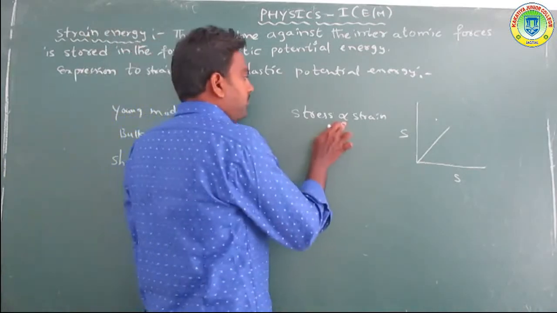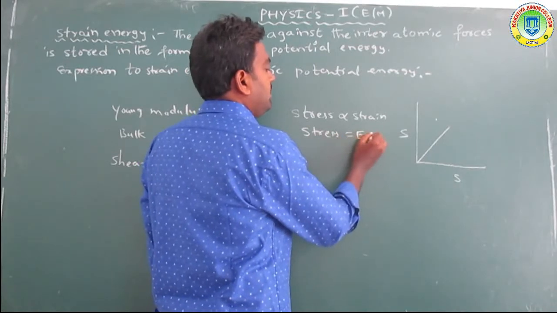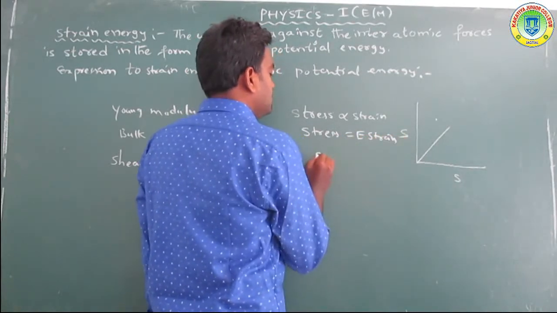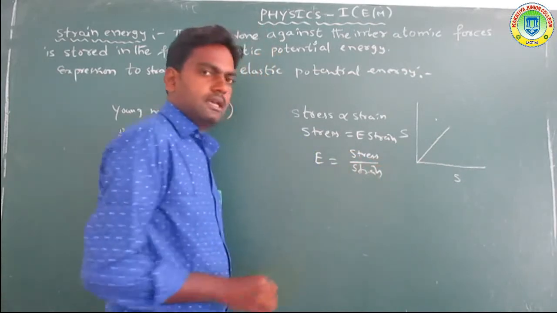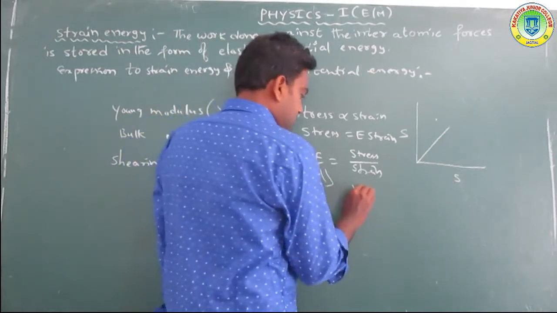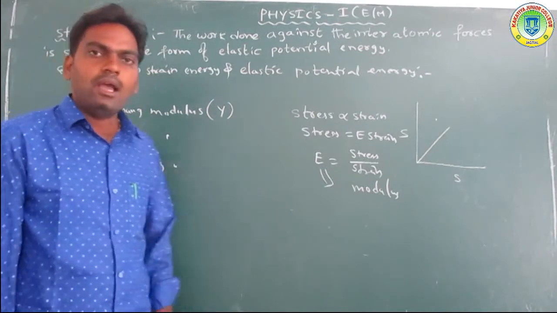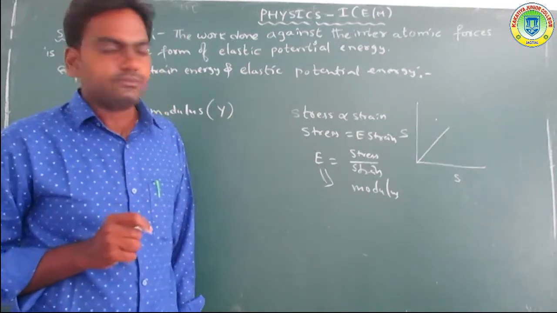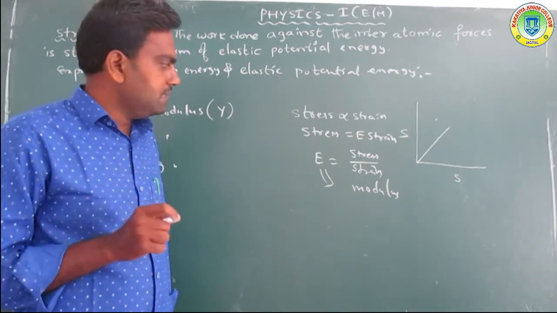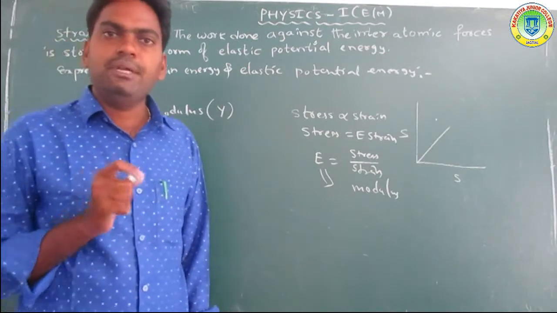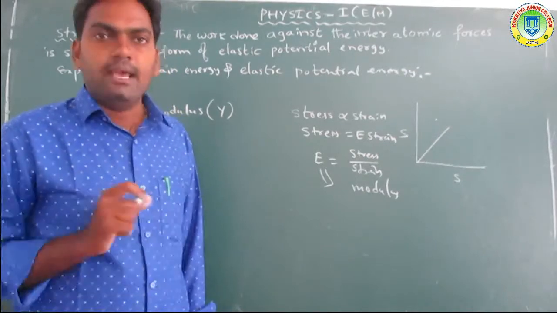Removing the proportionality sign, stress is equal to E times strain. So E is equal to stress by strain. E is called the elasticity modulus. The elasticity modulus means the ratio between stress and strain.